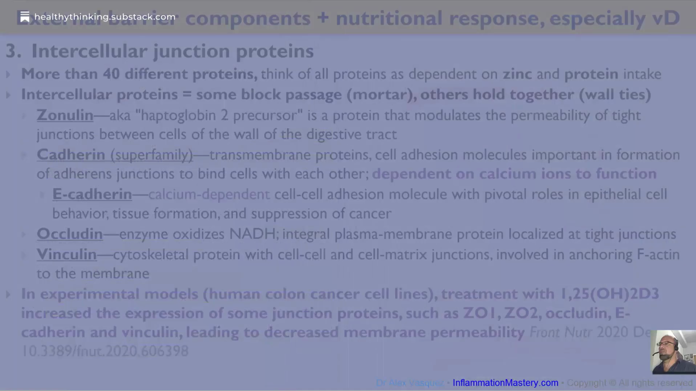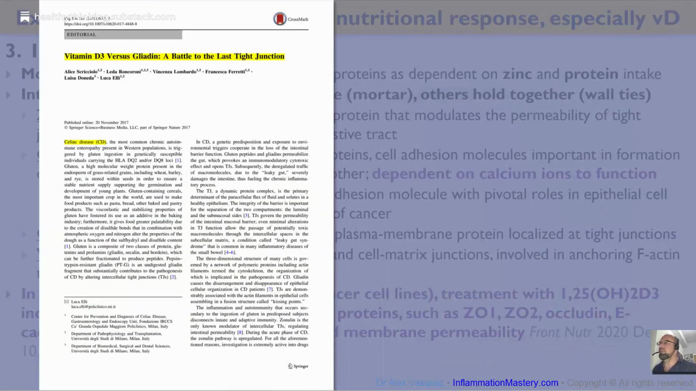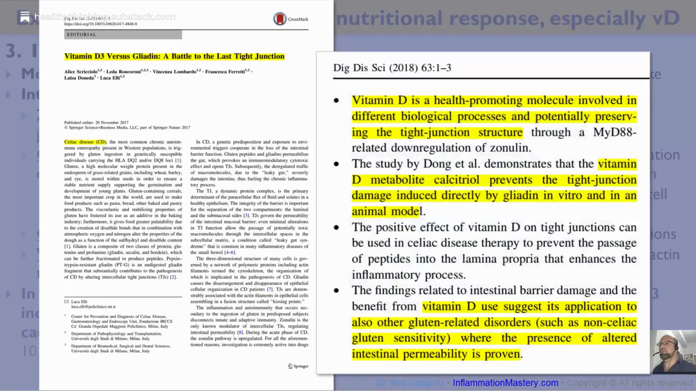Let's look at one more article on the same theme, vitamin D3 versus gliadin, which of course is a protein found in gluten, such as in wheat, barley, and rye. And so what they're proposing here is that by strengthening those barriers, we may actually be able to reduce the incidence of allergic diseases generally, and in this case specifically celiac disease. So you can see that this was published in Digestive Diseases and Sciences, 2018.